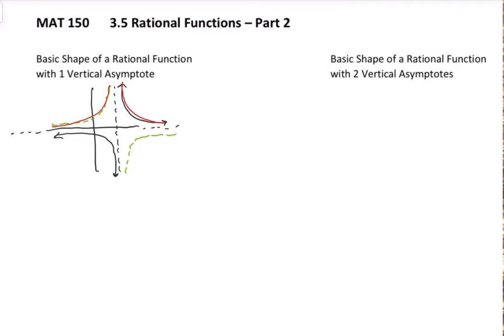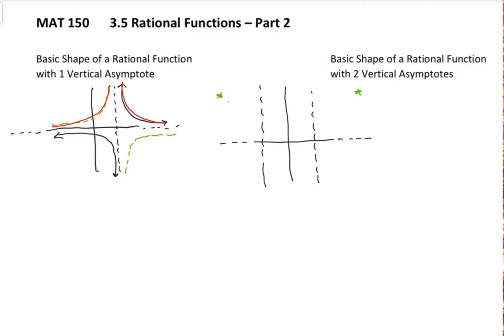Now, what we haven't talked about before was what the basic shape would look like if I had two vertical asymptotes. So again, I'm just going to make the horizontal be at 0, but now I'm going to make up just two vertical asymptotes to look at. So on the outside of the vertical asymptotes, what I mean by that is on the left side over here and the right side over there, the branches that you saw in the shape with one vertical asymptote are where those branches appear when I have two vertical asymptotes.